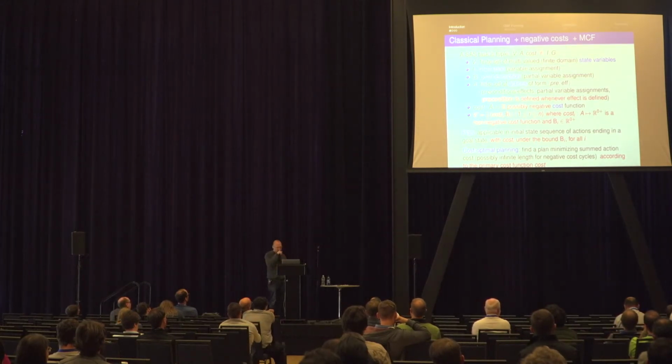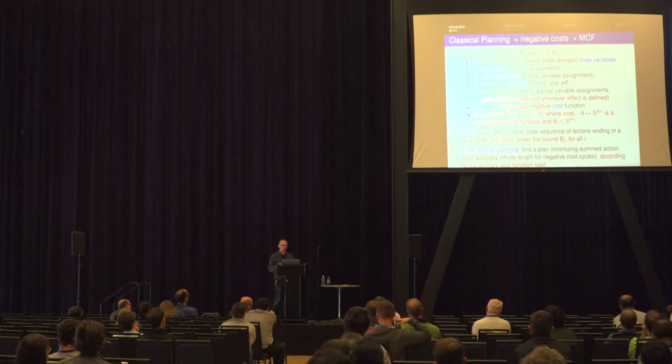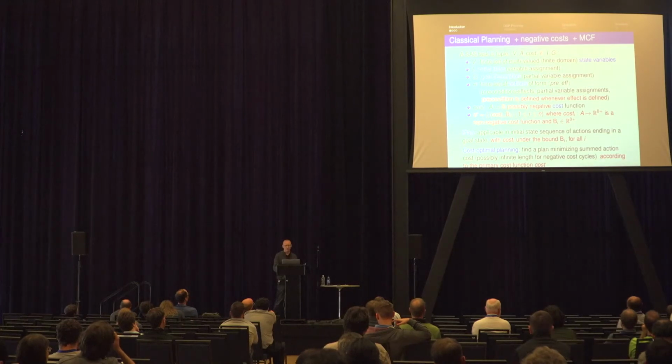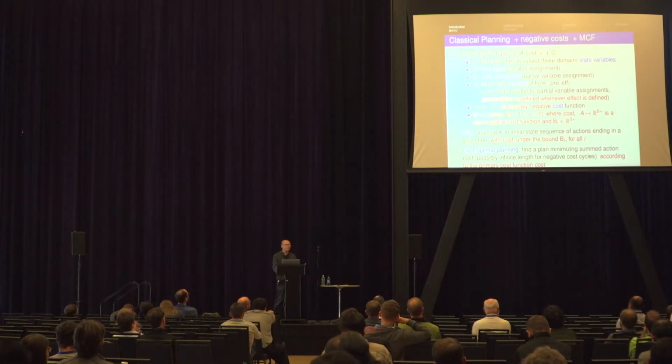So a plan would now be a sequence of actions that, in addition to being a plan for the classical planning task, will have an accumulated cost according to the secondary cost functions under the bound. And the same goes for cost optimal planning. Basically, among the plans, you need to find one that will have a minimal summed cost according to the primary cost function.